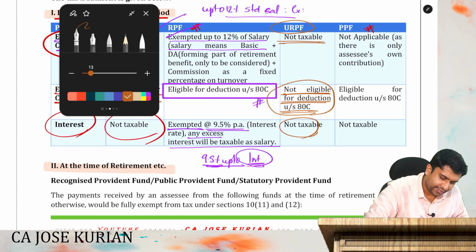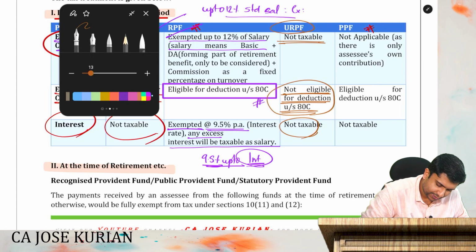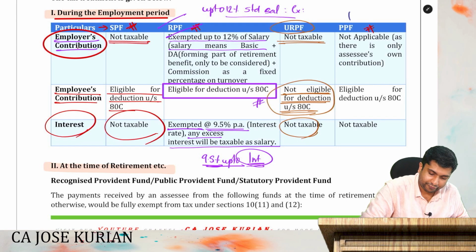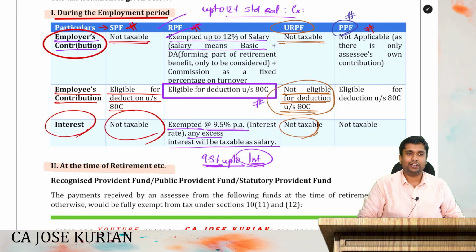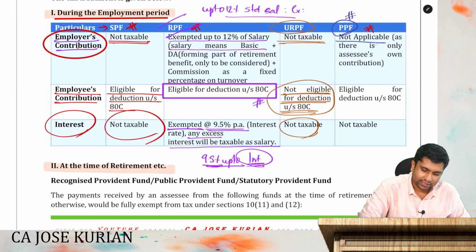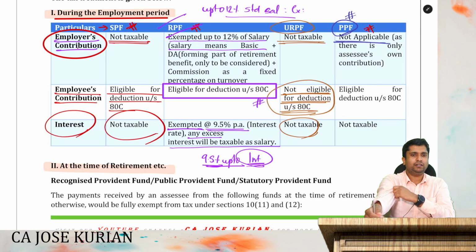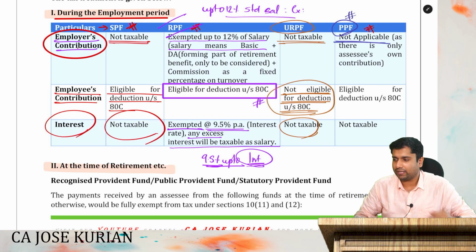Now, finally, moving on to the last point, that is said to be what? PPF. What is PPF? Public Provident Fund. Employer contribution, they say not applicable. Why not applicable? Employer contribution.